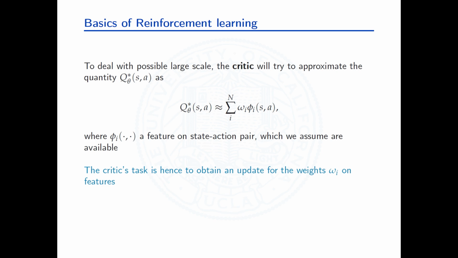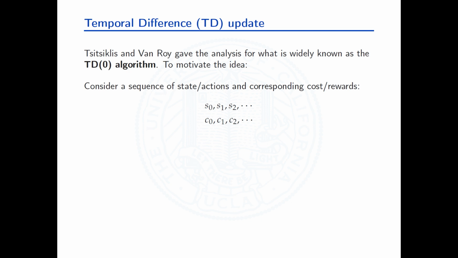Now, I want to narrow down exactly how we go about doing this. In order to do that, I'm following classical results of Tsitsiklis and Van Roy. Let's take a look at a sequence of state-actions with the corresponding rewards. I've left out the actions. Let's just take the states S0, S1, S2, and so on, with the costs C0, C1, C2. Now, suppose that you've estimated the value at S_t to be V(S_t). Suppose somehow you've estimated this value.